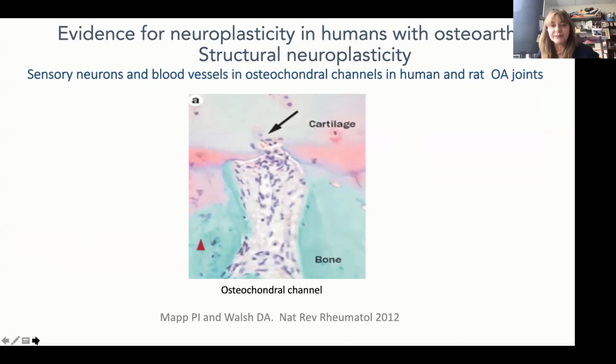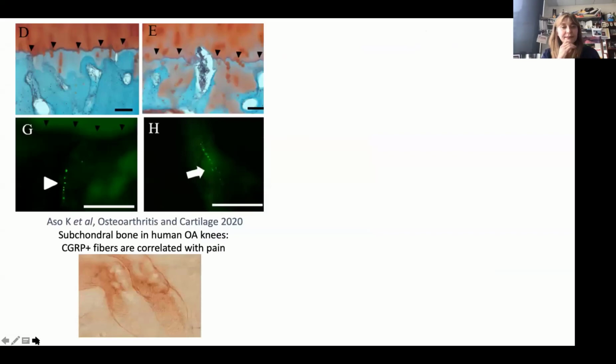In humans, this had actually been reported anecdotally up until a few years ago in knees with osteoarthritis by the group of David Walsh in England: there are osteochondral channels that come from the subchondral bone and go into the cartilage. The cartilage in humans is much thicker than in mice. In these channels they actually found sensory neurons and blood vessels.